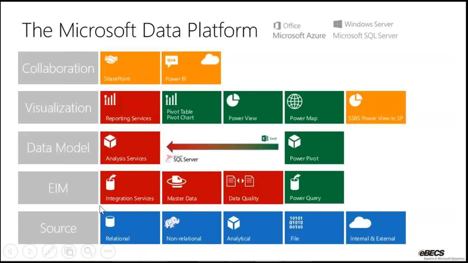The next layer up, and this is really where Microsoft products come in, is the EIM layer, the Enterprise Information Management layer. And it starts off with SQL Server Integration Services. And all the tools in red will be traditional tools. All the tools in green there are going to be Power BI tools, just to get that clear.